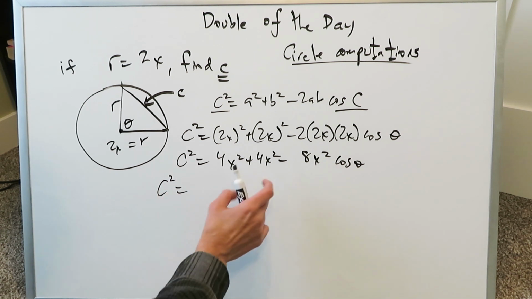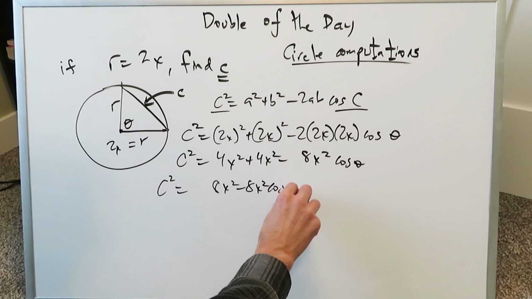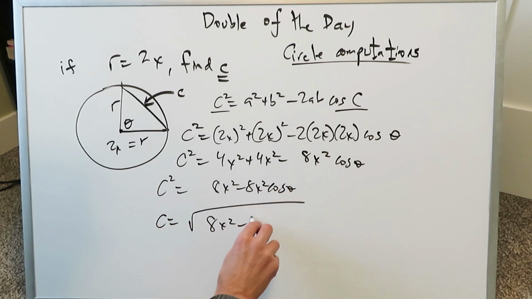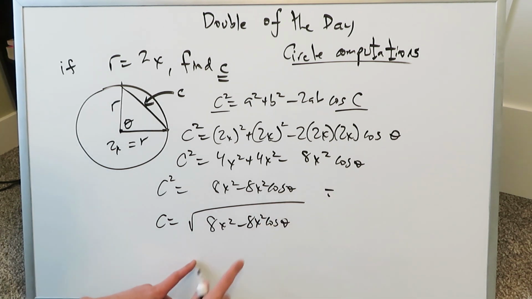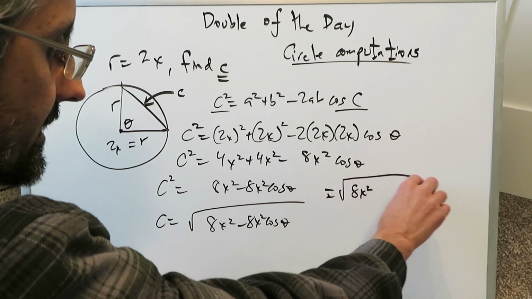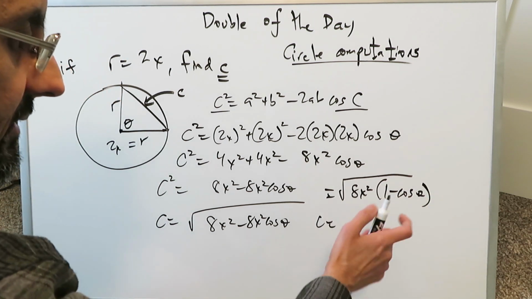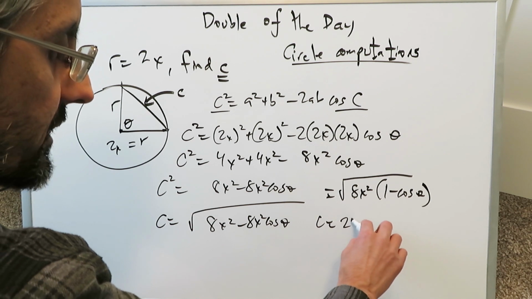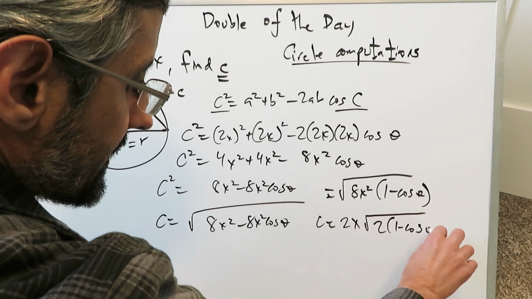And c squared is equal to, combine the terms, 8x squared minus 8x squared cosine theta. c is equal to all of that under the root: 8x squared minus 8x squared cosine theta. You can isolate from here 8x squared, and you'll have a 1 minus cosine theta. And then of course c, you'll simplify it, root of 8 is 2 root 2, but you can write that as 2x, and then you have a 2 and 1 minus cosine theta.